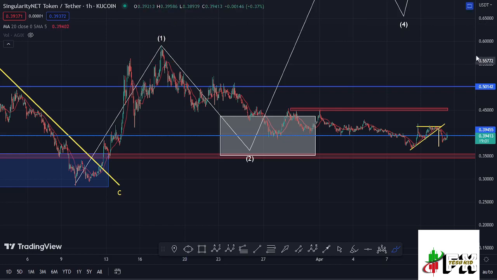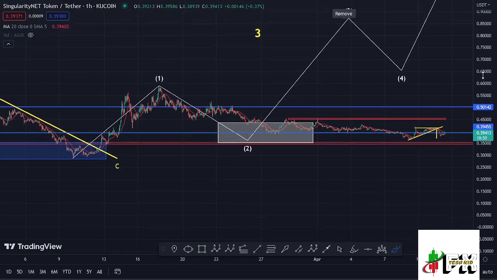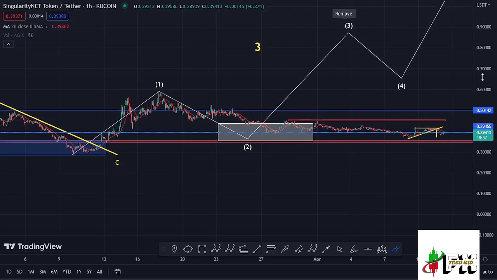And now my primary scenario is that whatever we are seeing at the moment is the start of an impulsive wave in the formation of this wave 3.